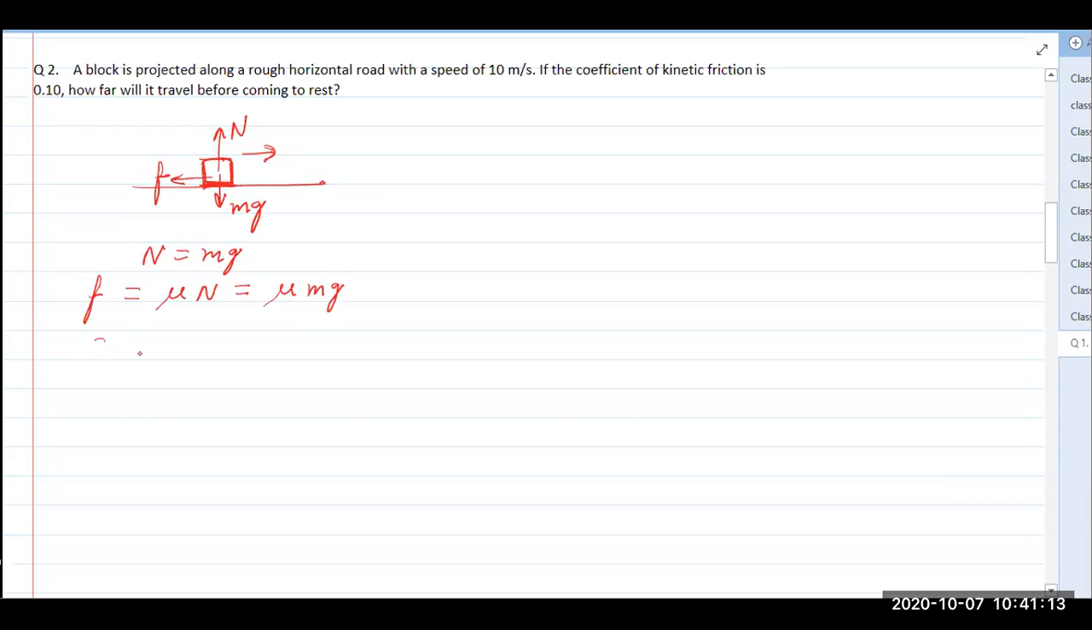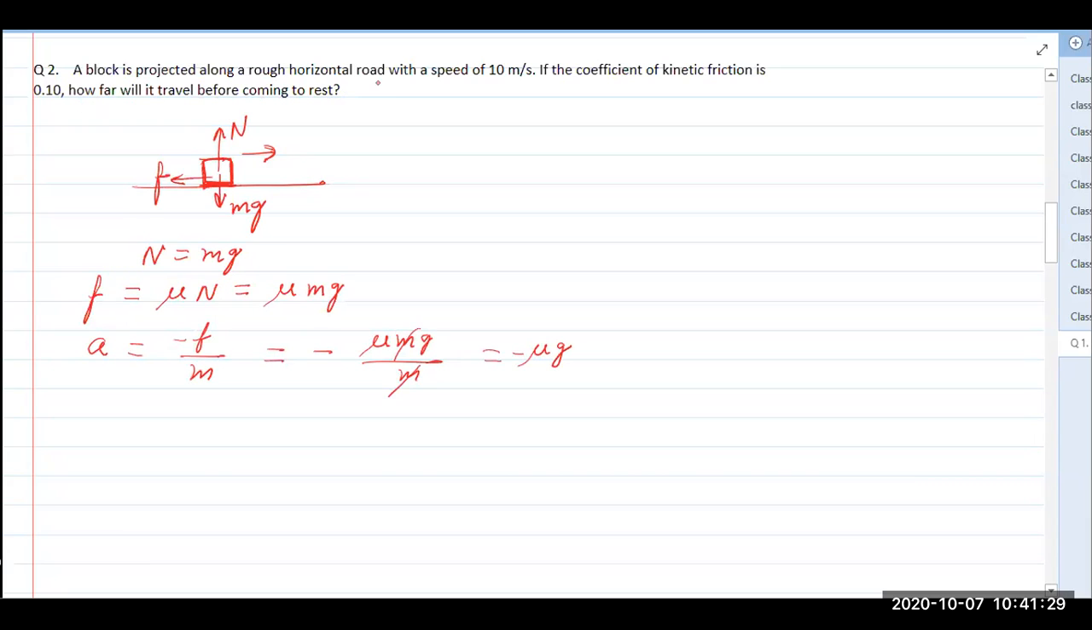Now what will be the acceleration? Acceleration will be f by m. It will always be deceleration, so minus mu mg by m, so minus mu g. So this is the acceleration.